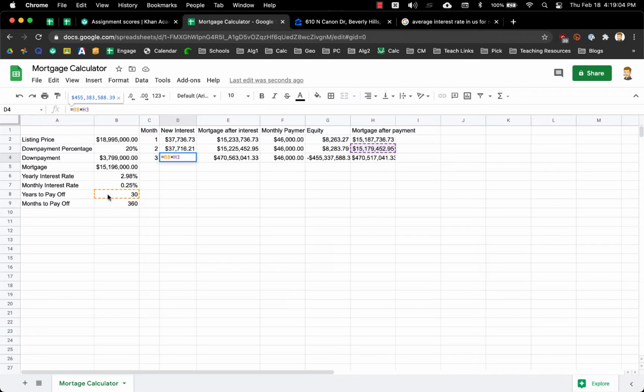Oh, it went down to years to pay off. Okay, so if it went down, we don't want it to go down. This should always be this cell. It's thinking, oh, move everything down. No, we don't want to move down to B8. We want to be B7 forever and ever. Never move from 7. How do we do that?